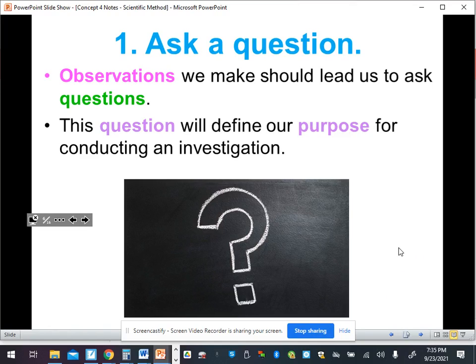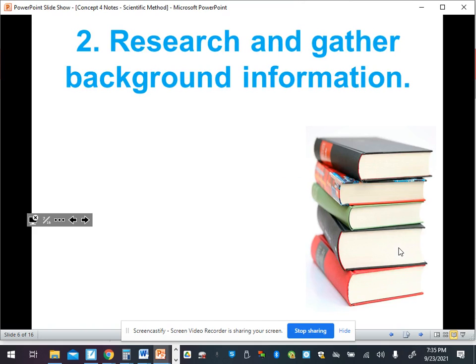Right, so yesterday we started going over the steps of the scientific method. We stopped here after number one, which was ask a question. All right, so you have to first make an observation that will lead you to a question, then that will help you define your purpose. So step number two is to research and gather background information.